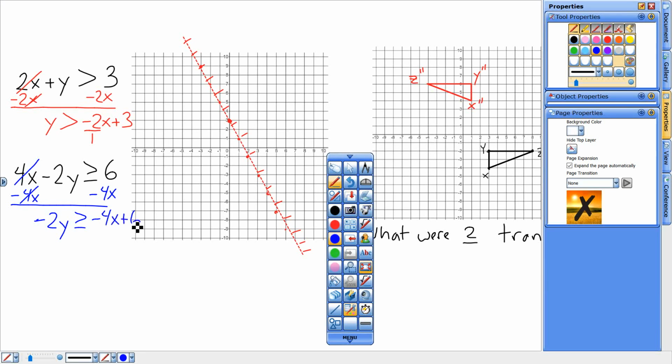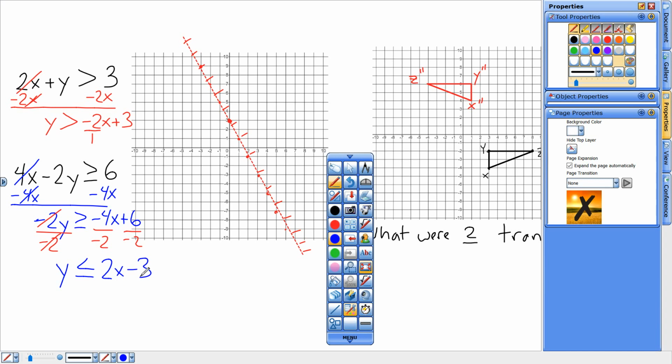Right here is the dreaded divide by a negative 2. Remember, if you divide one of these inequalities by a negative number, that inequality is going to rotate around. It's not going to be more than anymore. It's going to be less than or equal to. And then negative 4 over 2, positive 2x. 6 over negative 2, negative 3.